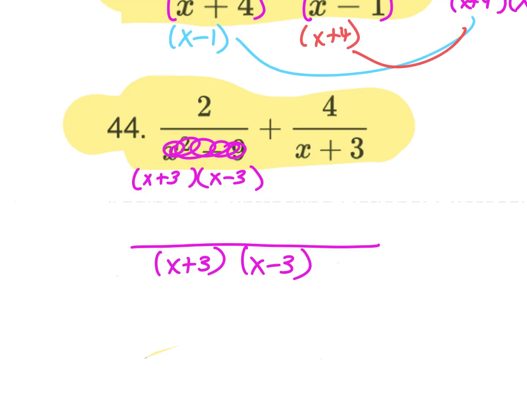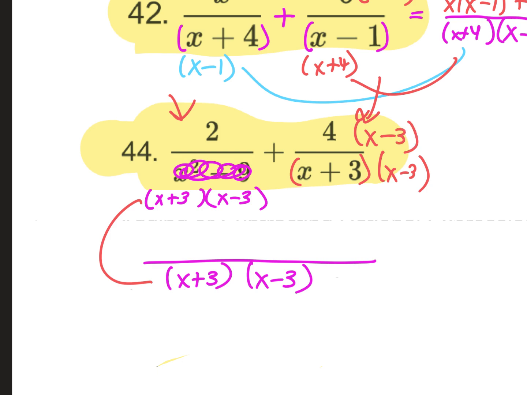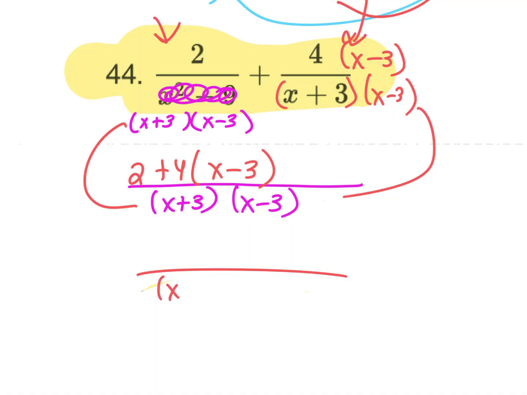So look at each fraction individually. You want them both to have the same denominator. Look at the denominator that the 2 has right now. Is it already the same? Yes, so just leave it. Look at your fraction of 4. It has the x plus 3. What do I have to multiply it by so it looks exactly the same? X minus 3. What you do to the bottom, guys, you do where? Now they are all the same. So you're left with a 2 plus 4 times x minus 3. Keep your denominator the same: x plus 3, x minus 3.